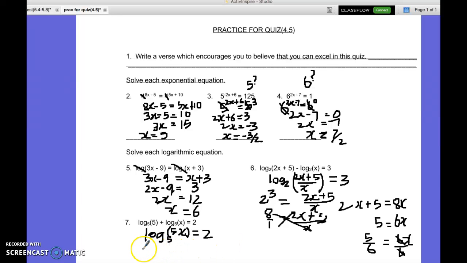What is that? That would be 5 to the second power. 5 to the second power equals what? Equals 5x. Alright? What is 5 to the second power? 5 to the second power is 5 times 5. That would be, I'm just going to switch sides. 5x equals 5 to the second power, which is 25. And now divide both sides by 5. And 25 divided by 5 is 5. So x in this one will be equal to 5.